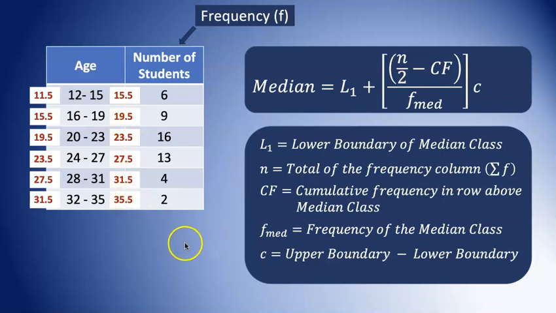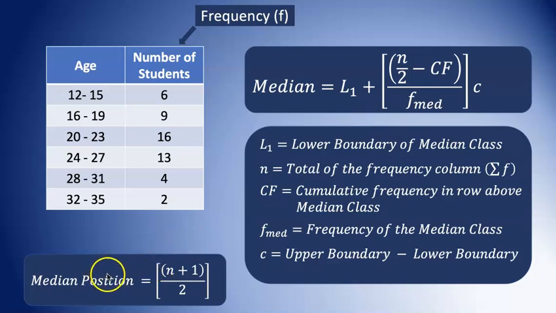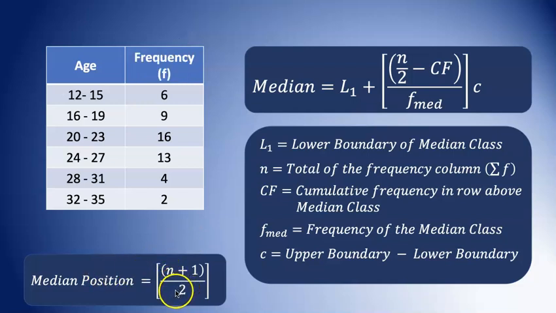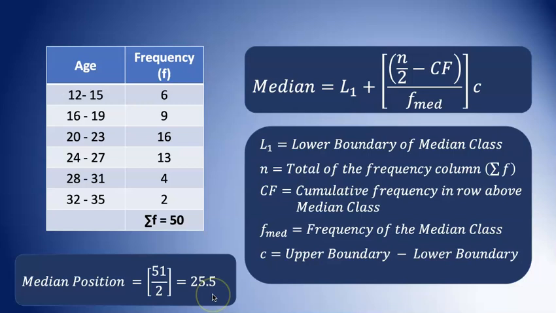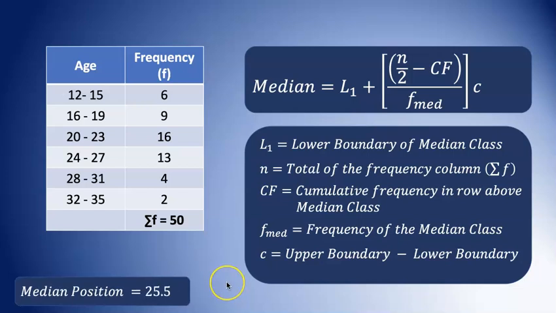Alright, so let's go. The median position, of course, is n plus 1 over 2. N is 50, the total of the frequencies. So 50 plus 1 over 2, that's 51 over 2, or 25.5. This means that the median is somewhere between position 25 and 26. Normally, if this were a regular ungrouped distribution, we would find whatever is at position 25 and what is at position 26 and average them. However, it's a bit different for the grouped.